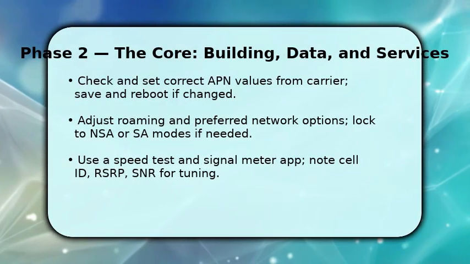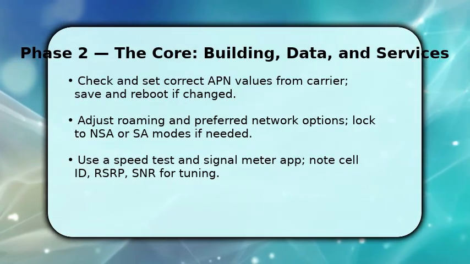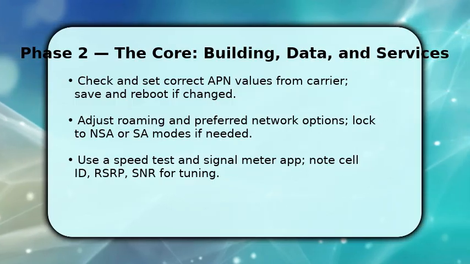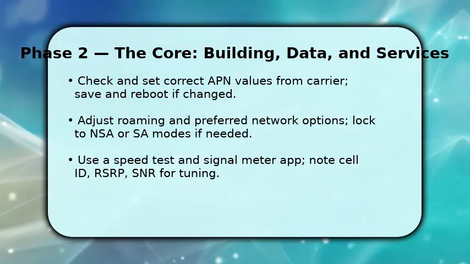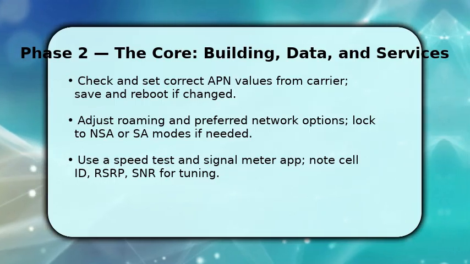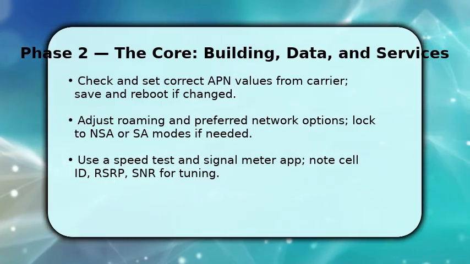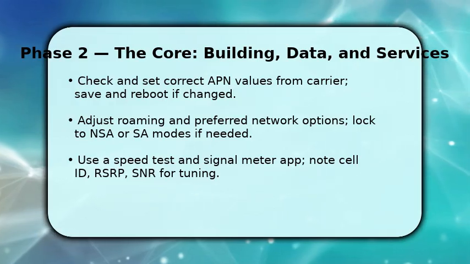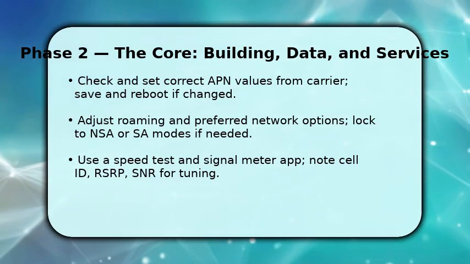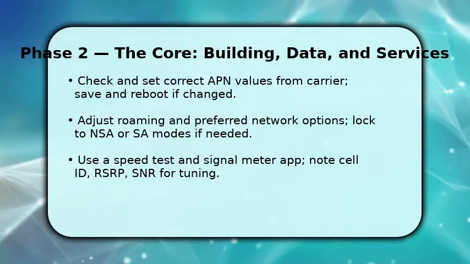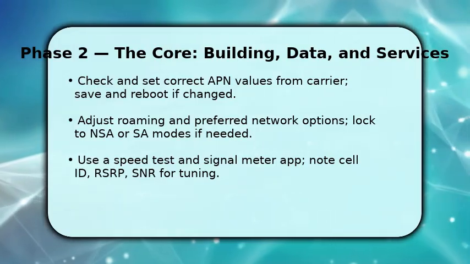Now you optimize the mid-stage. Ensure the APN matches your carrier settings because incorrect APN prevents data despite a 5G icon. Once updated, reboot to force a fresh session. Next, choose network architecture. Lock to non-standalone or standalone 5G when required. This can change latency and handover behavior.